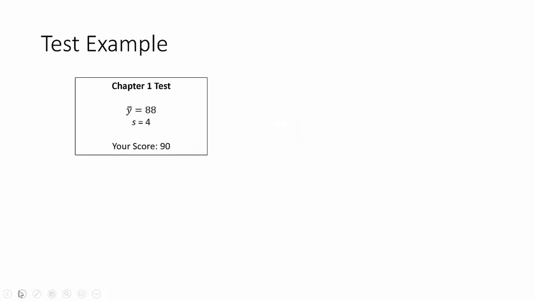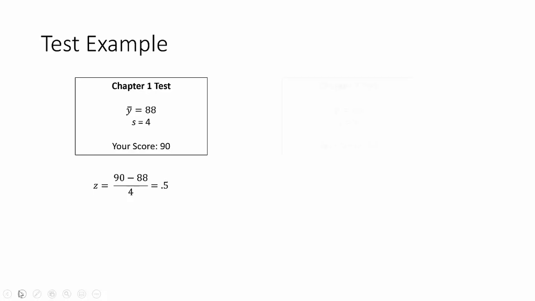So let's do an example with tests. Let's say you took the chapter 1 test. Your score was a 90. And you found out that the mean was an 88. So that's good, right? You did better than the average. But then you found out that the standard deviation was 4. Well, let's see what your z-score would be. We take the score of 90, we subtract the mean, right? So that's good. You get the positive 2. And you divide that by 4 and you get a 0.5. So your z-score on the chapter 1 test is a 0.5. So your value is 0.5 standard deviations above the mean.